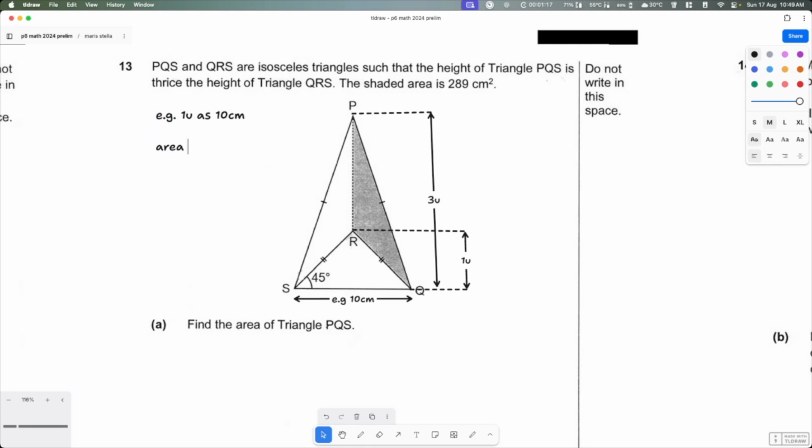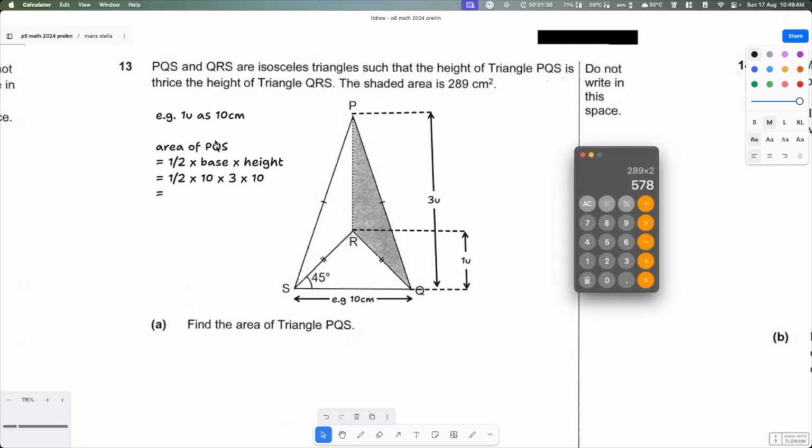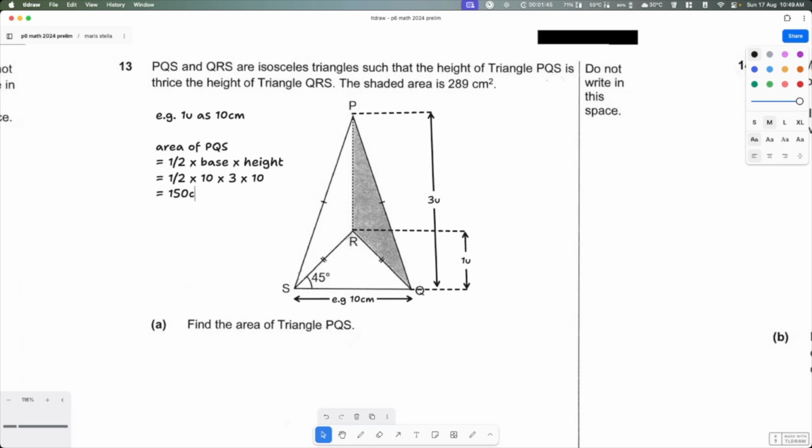Area of PQS is equal to half times base times height. We know the base is 10, so it is half times 10 times the height, which is 3 times 10. So 0.5 times 10 times 3 times 10 will give you 150 centimeters square.